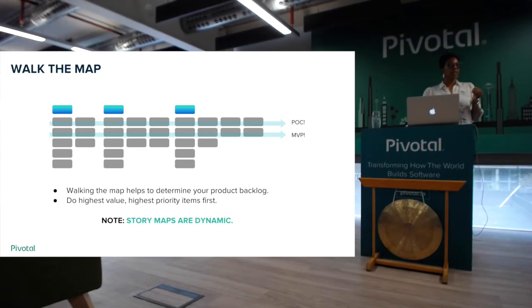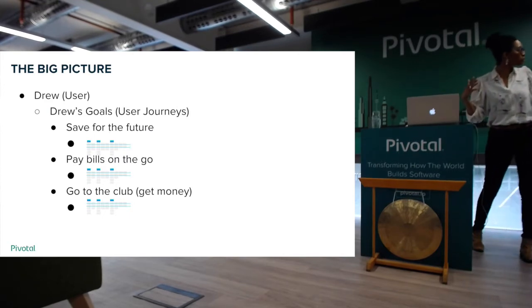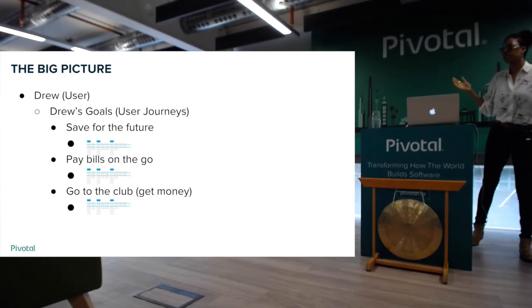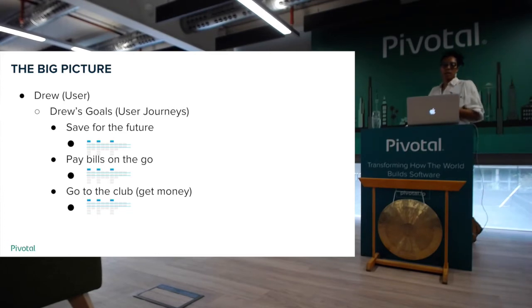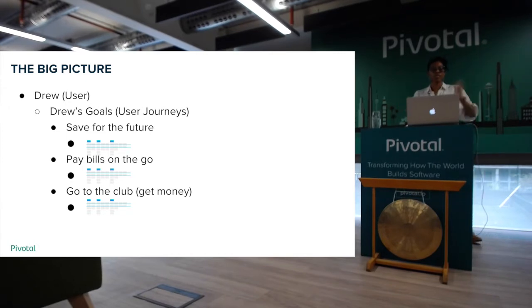So the other thing is, if you have this map, you can create multiple maps for various journeys underneath a given user, and you have a collection of maps that then help to inform your bigger picture. So under Drew, he may have multiple goals that he's trying to achieve. He may be trying to save for the future, he may be trying to pay bills on the go, or he may be trying to get money to go to the club, which we just mapped out together.